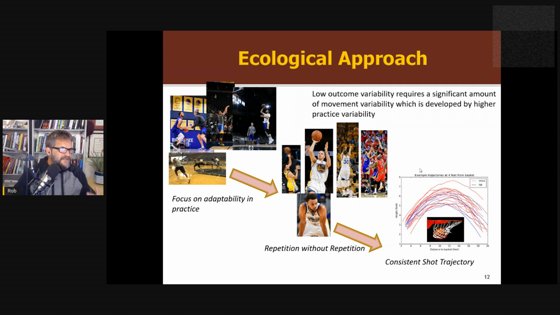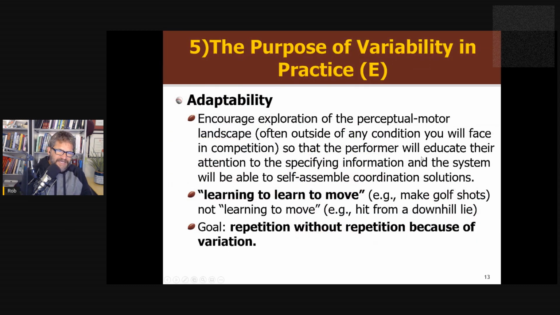And so again, we want low outcome variability, just like in the traditional view, but this requires a significant amount of movement variability, okay, which is developed through a higher level of practice variability than we tend to use, right? This is the alternative view. So connecting this to the other example I gave, instead of focusing on adjustability, having this one ideal that we tweak and reparameterize for different conditions, we want to focus on adaptability, right? Learning to come up with a movement solution, right?